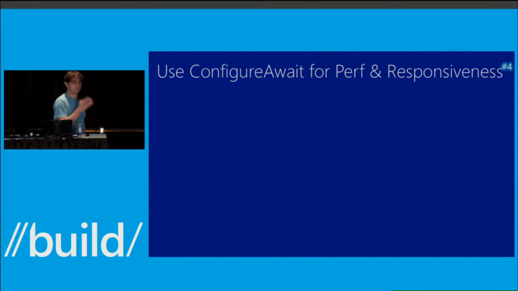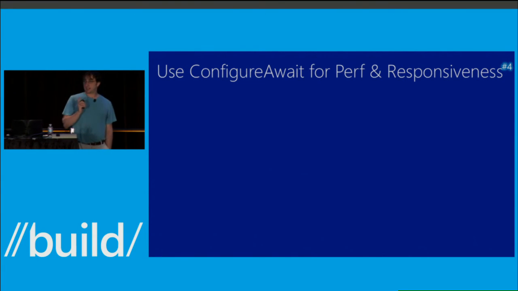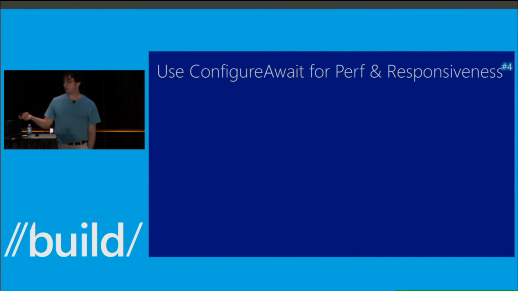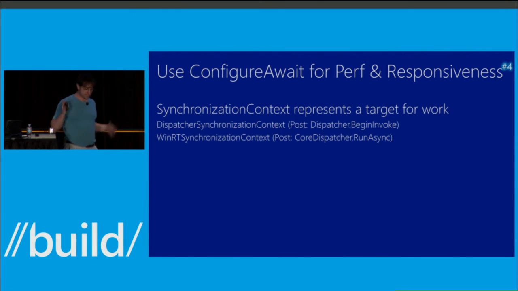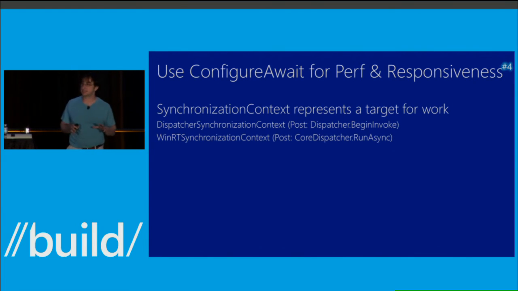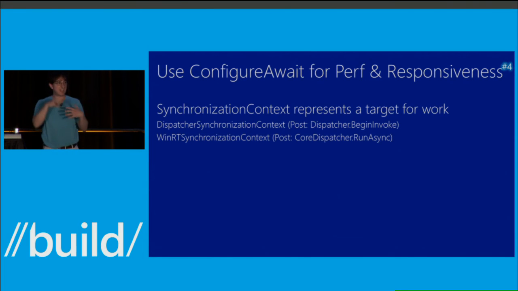So next tip. I talked a little about synchronization context. I'm going to talk a little bit more about it now. So what is synchronization context? Synchronization context is this ambient thing provided by the environment that represents a target for work. And you've probably all used this, whether you know about it or not. Anytime you kick off some operation and you want to come back to the UI thread, that is typically achieved through a synchronization context, or the thing the synchronization context wraps.